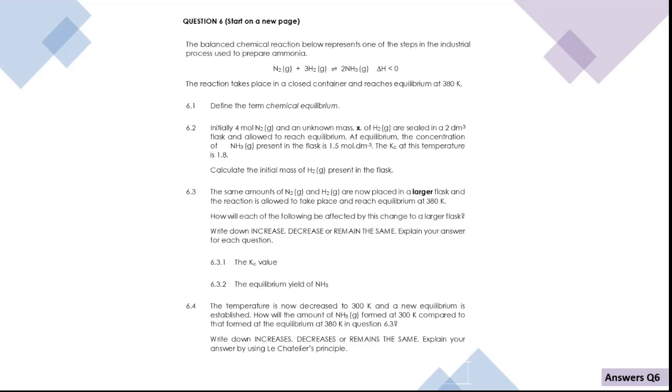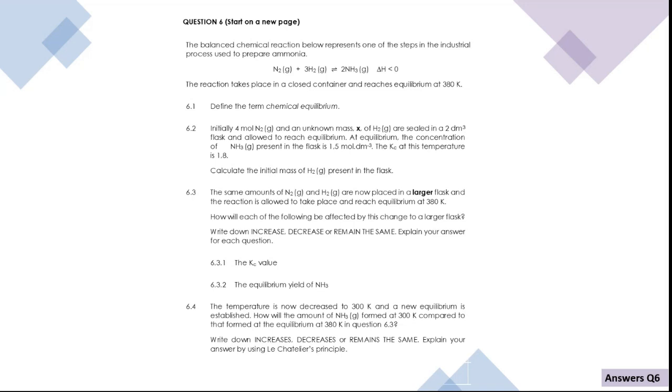Now, question 6.1. Define the term chemical equilibrium. So chemical equilibrium, grade 12s, is defined as the stage in a reversible reaction where the rate of the forward reaction equals the rate of the reverse reaction, right? We shouldn't just say where the forward reaction is equal to the reverse reaction. No, no. Chemical equilibrium is defined as the stage in a reversible reaction where the rate of the forward reaction is equal to the rate of the reverse reaction.